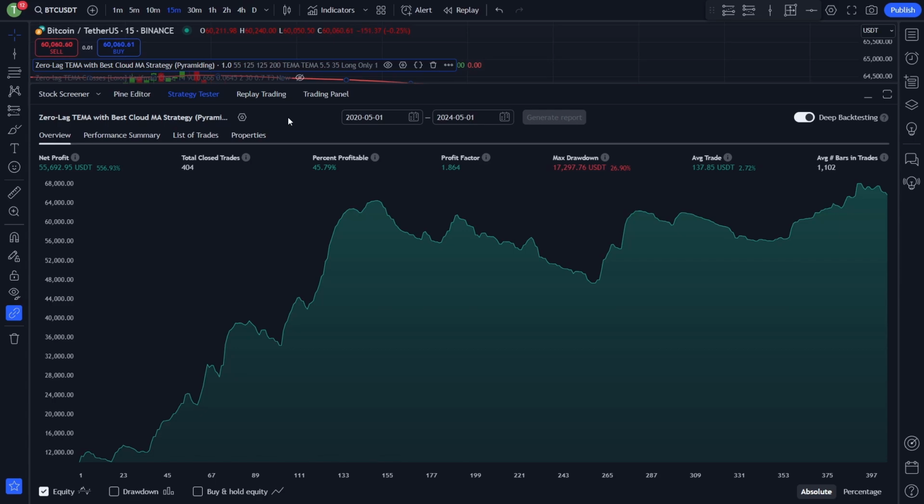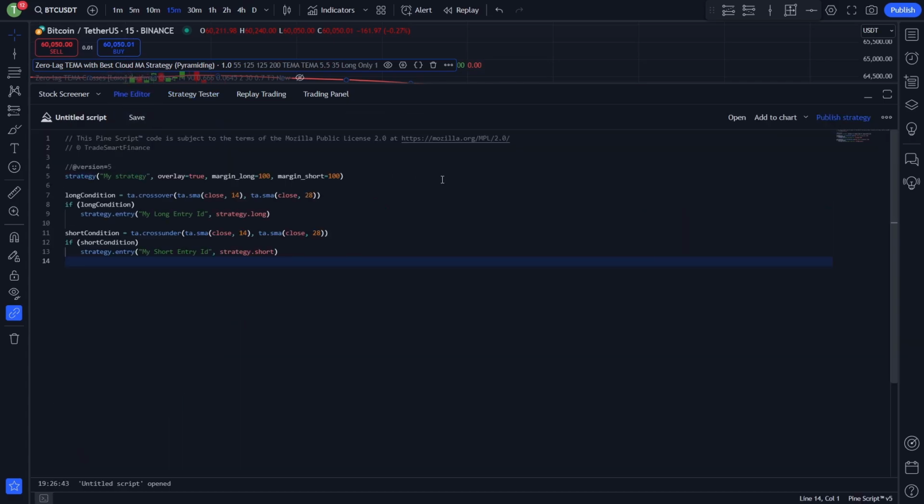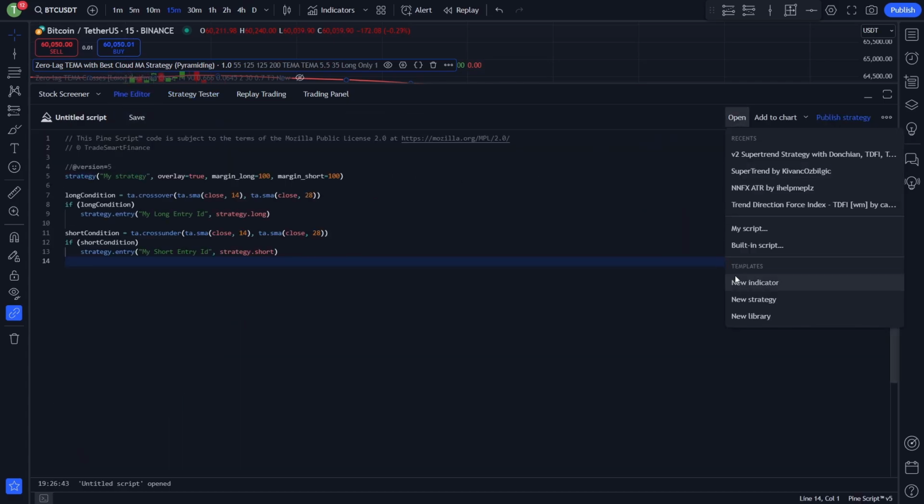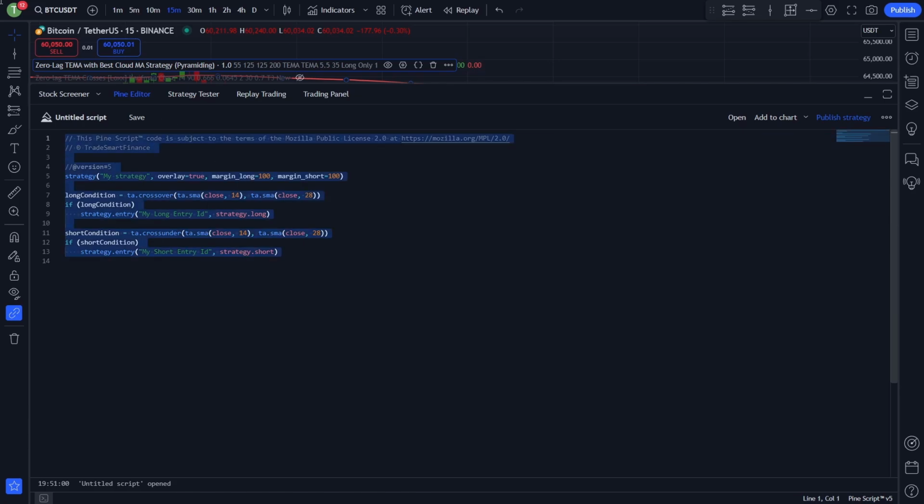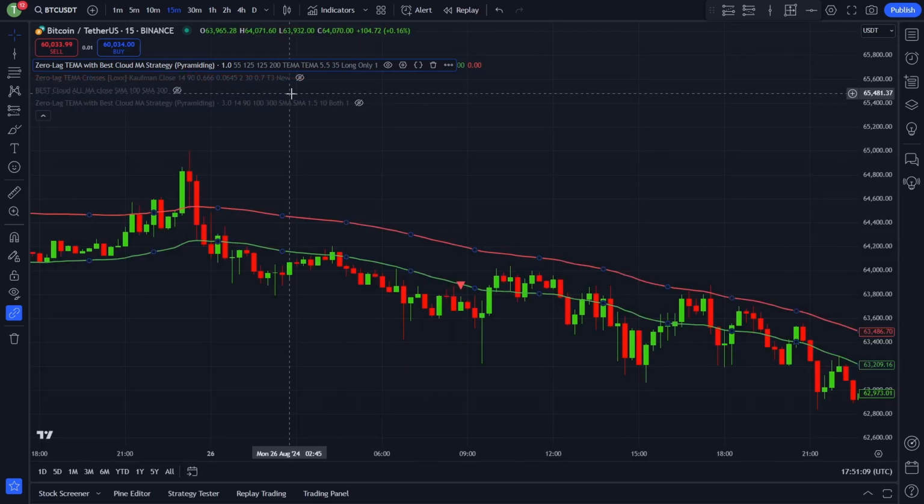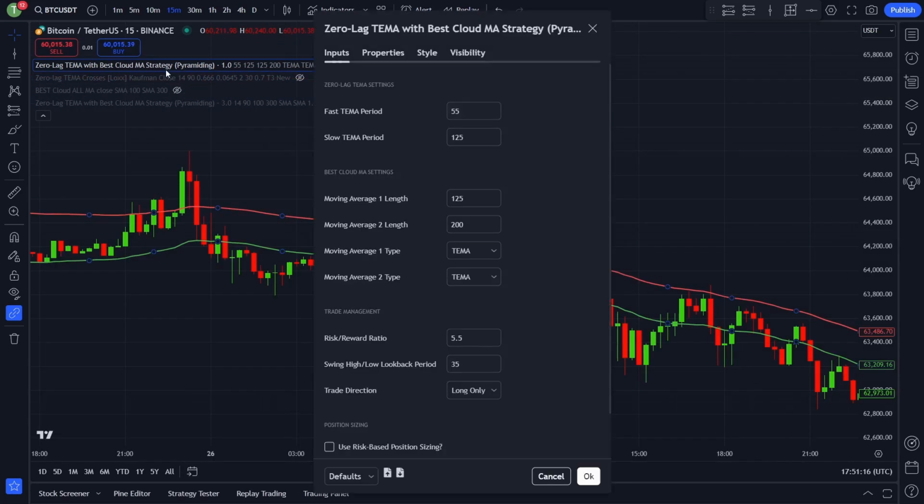So copy that source code, then head back to TradingView, open up the Pine editor right here, click on Open, then New Strategy, highlight everything here and paste the strategy code right there. Once you've got that, just click on Add to Chart. If you've done everything correctly, you should see the script right here.